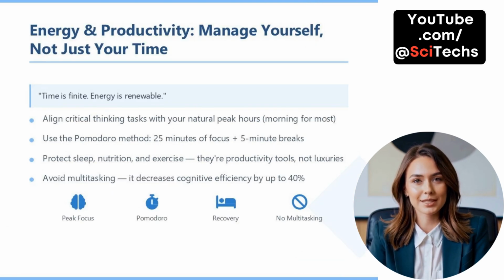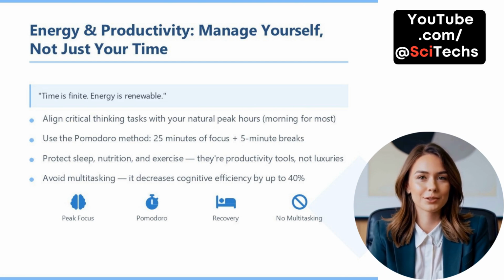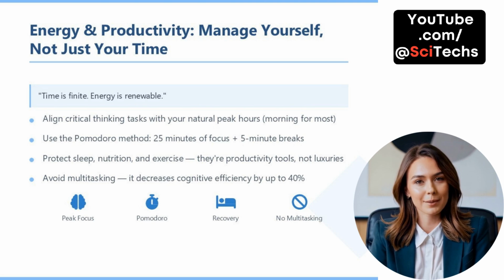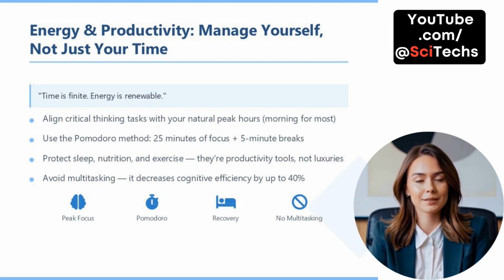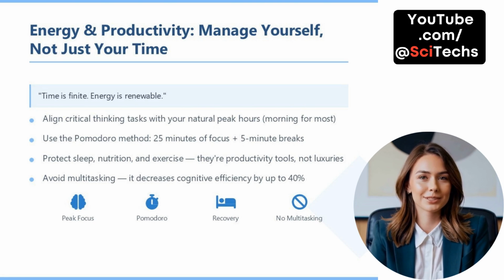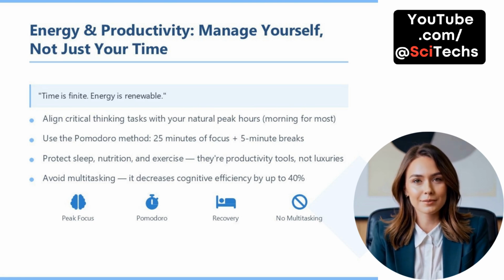Energy and productivity. Manage yourself, not just your time. Time is fixed, but energy is renewable. High-performing managers don't just manage their calendars, they manage themselves. Start by aligning your most critical work with your natural peak focus hours, which for most people is in the morning. The Pomodoro method, 25 minutes of focused work, followed by a 5-minute break, helps maintain energy and attention.